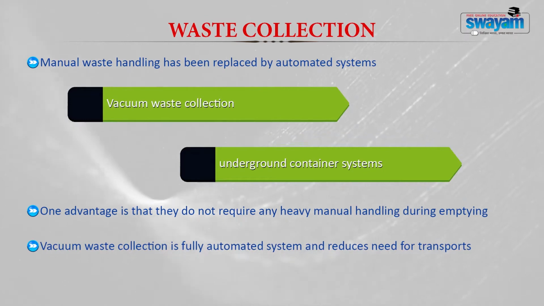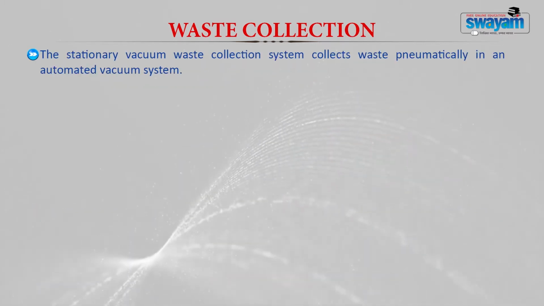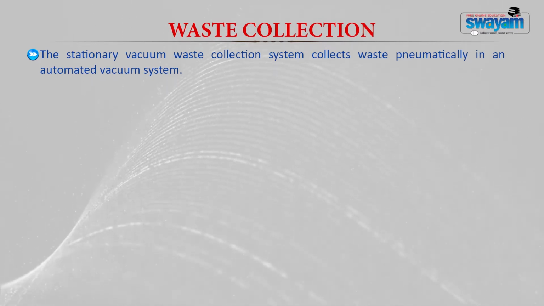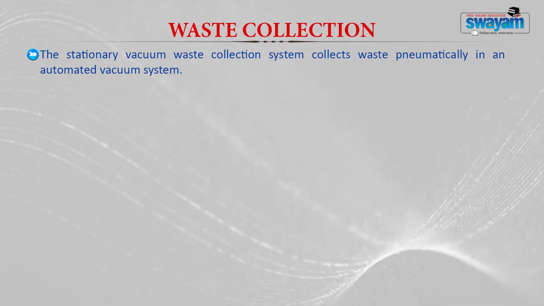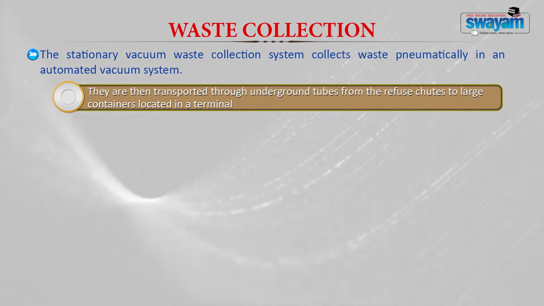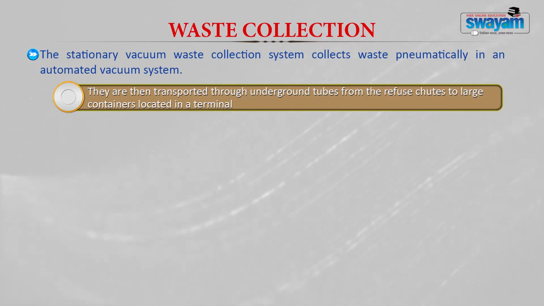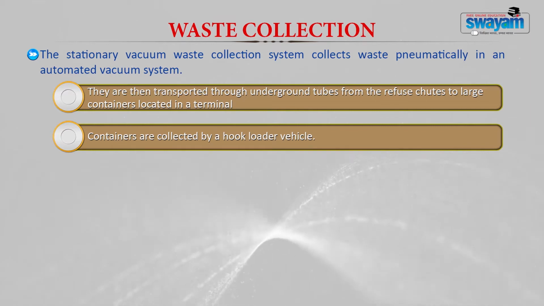Now, the vacuum waste collection system is fully automated and they generally reduce the need for transport. Two types of vacuum collection systems are involved. One is the stationary collection system and the other one is the mobile collection system. Now, the stationary vacuum waste collection system is a system where the waste is collected pneumatically in an automated vacuum system. Further, it will be transported through underground tubes from the refuse chutes to a large container which is generally located in a terminal. From there the containers will be lifted by a hook loader vehicle.